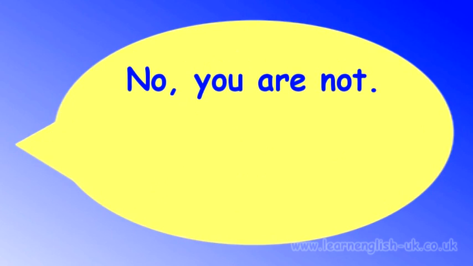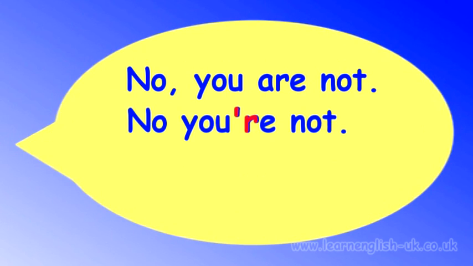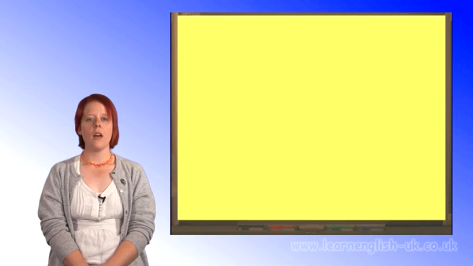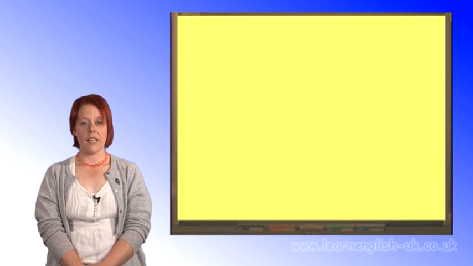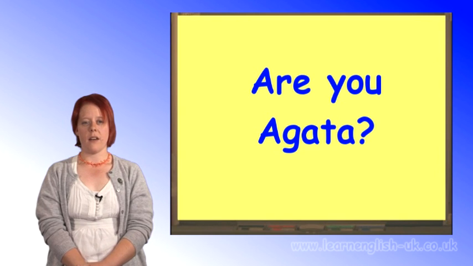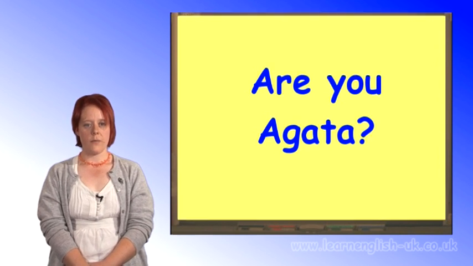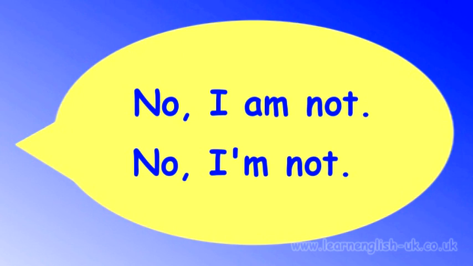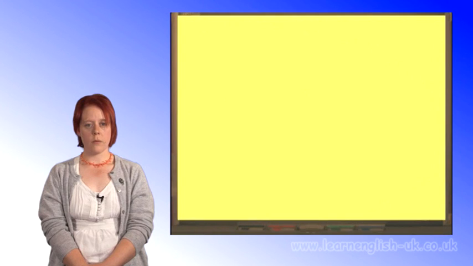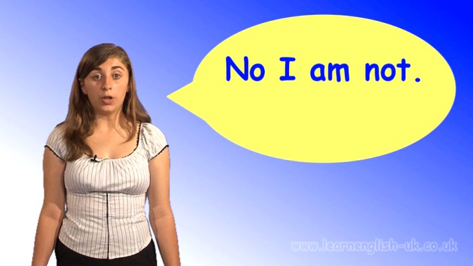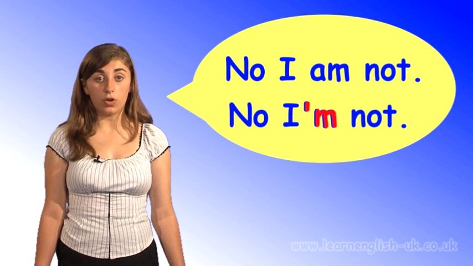Now look at how we make two shorter sentences. No, you are not. No, you're not. No, you are not. No, you aren't. All three sentences are correct English. Now look at this question again. Are you Agatha? Now look at the answers. The longer answer, No, I am not, and the shorter answer, No, I'm not. Look at how we make the shorter answer. No, I am not. No, I'm not.